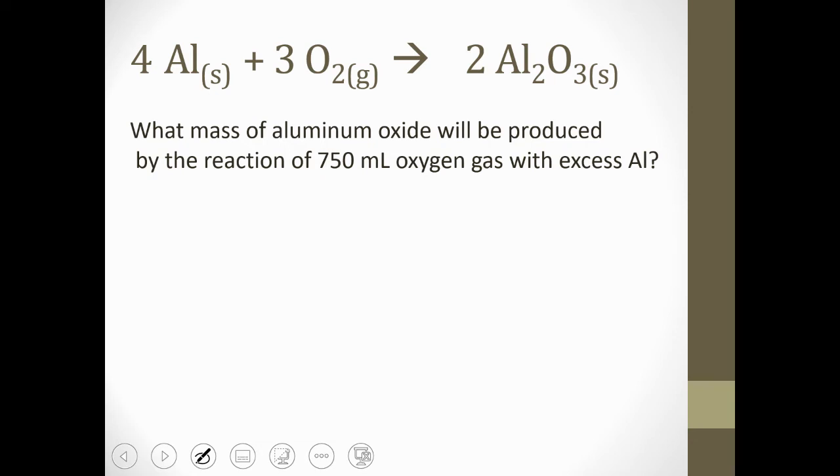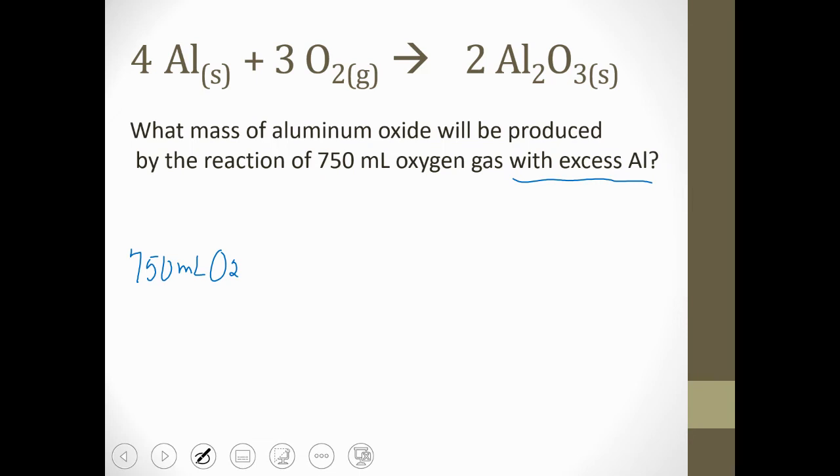So what about the other way? What if you start with the volume? Look at this problem. Again, the same balanced reaction. What mass of aluminum oxide will be produced by the reaction of 750 milliliters of oxygen gas? Now, it says here there's plenty of aluminum, okay? So we start with our 750 milliliters of the oxygen.